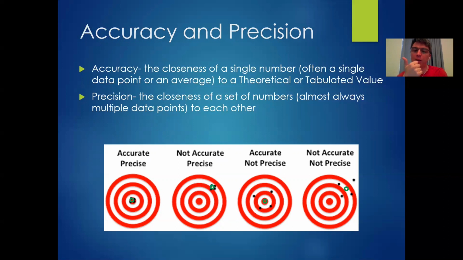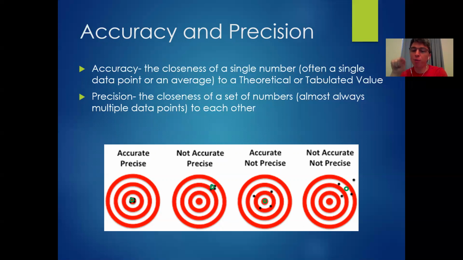Because all of the black dots are close together, it is also precise. We'll look at the next one. The average is the green dot, and the green dot's way off center, so it's not accurate anymore. But all of those black dots are still close together, so it is still precise, even though it's not accurate. This third target is very, very hard to happen, but I'll talk about it for sake of being thorough.